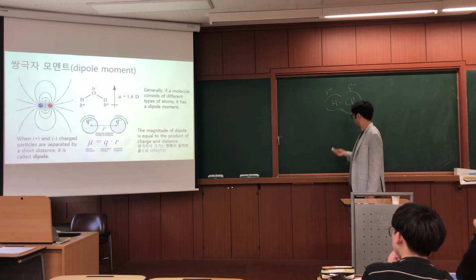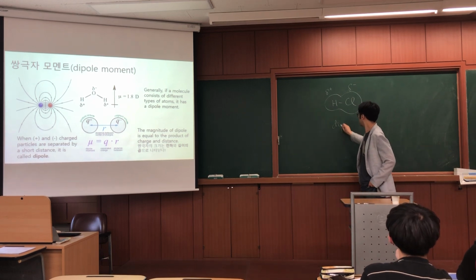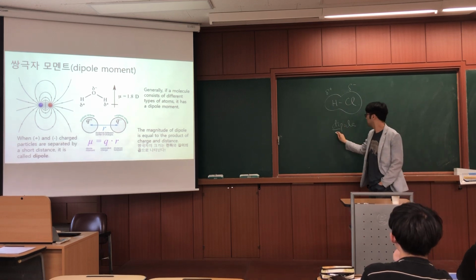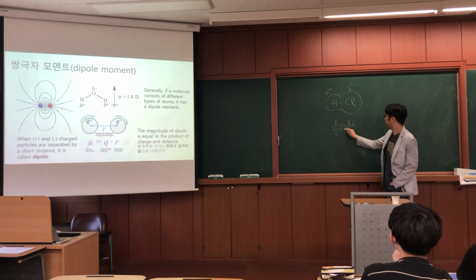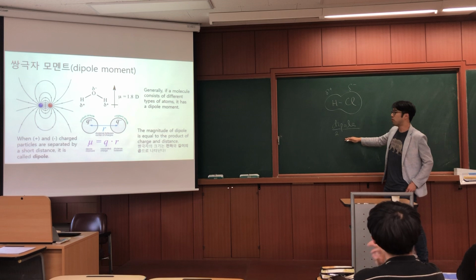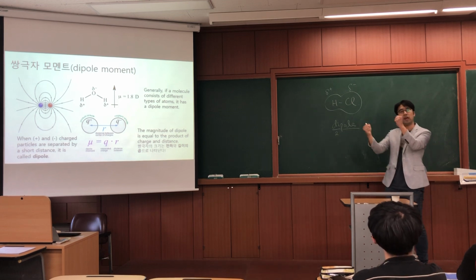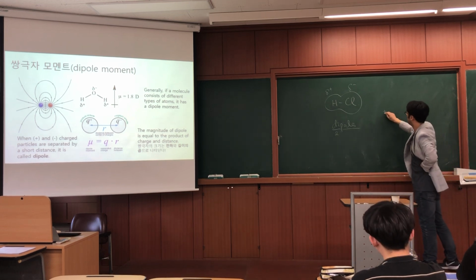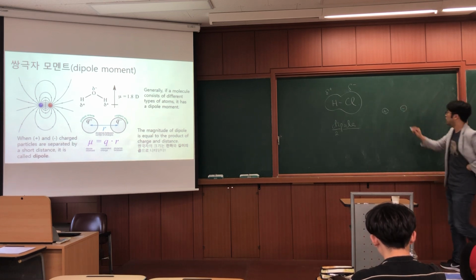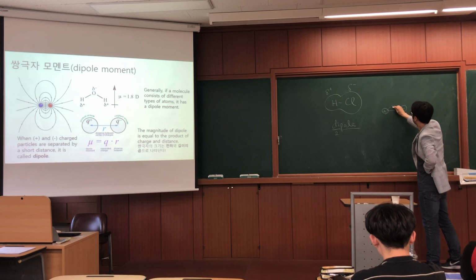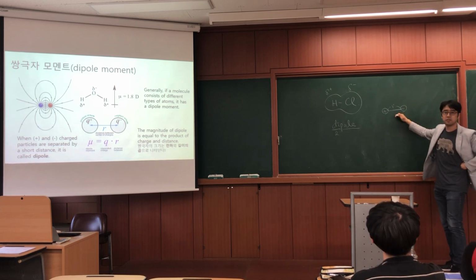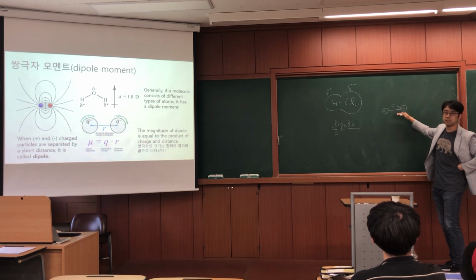So what is a dipole? Di means two, right? And pole means end, right? So dipole means there are two points, two ends. One is positively charged and one is negatively charged, and they are connected by a certain length r. This kind of object is called a dipole.